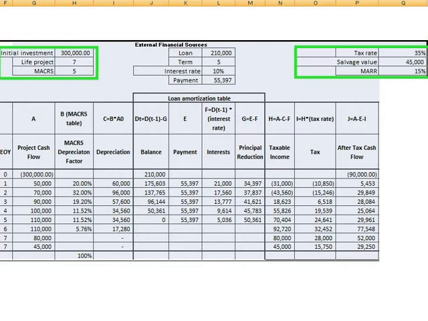So we have the same project with an initial investment of $300,000, a life of the project of 7 years. The MACRS system allows us to depreciate this in 5 years, tax rate 35%, salvage value 45,000, and the minimum attractive rate of return desired by the investor is 15%.